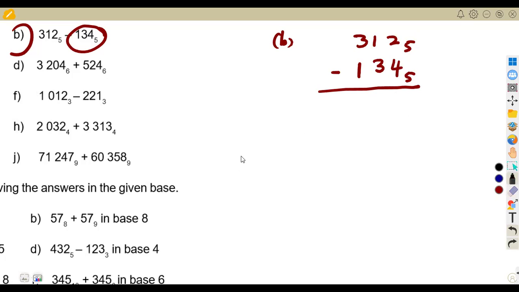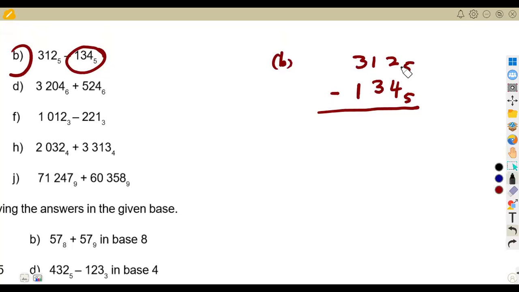So what are we going to do? All right, on this condition, you add the base. Remember, we are in the base of 5. So you are going to add on this number here, we are going to add the base. So it was a 2, we add the base.